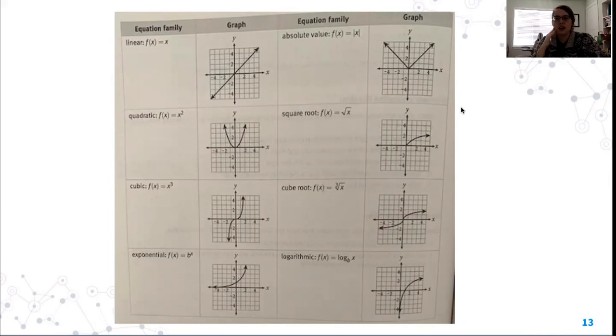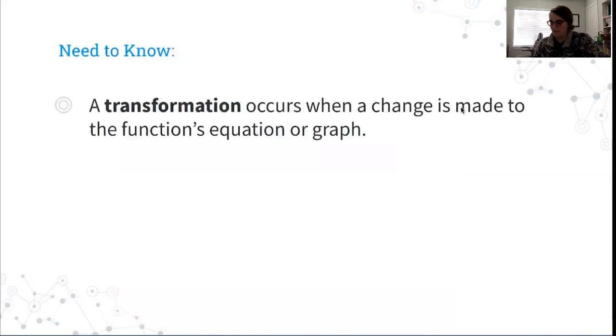Absolute value functions are going to look like a V. Square root functions, you got a little half curve guy. Cube root functions, you get like a sideways cubic function. And then a logarithmic function looks like a flipped exponential function. But again, just look at this picture. PowerPoint's posted. Look at the shapes and get used to them because they're going to help you figure out what equation is made from which function.